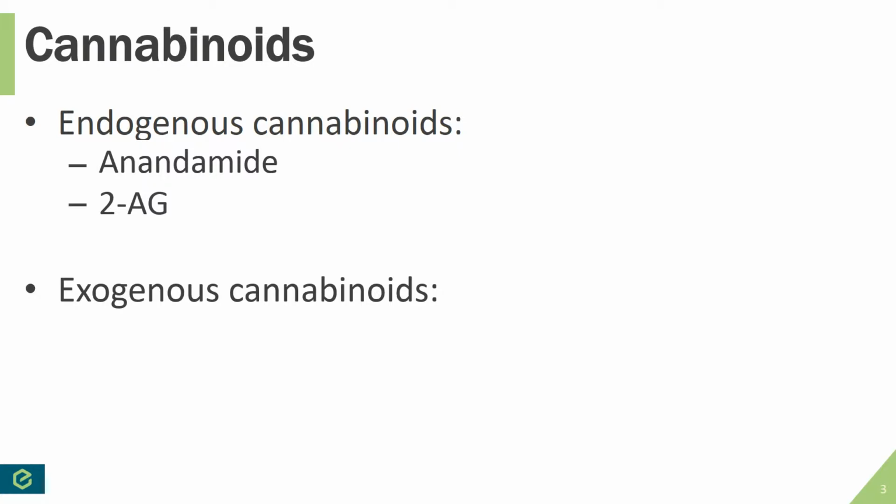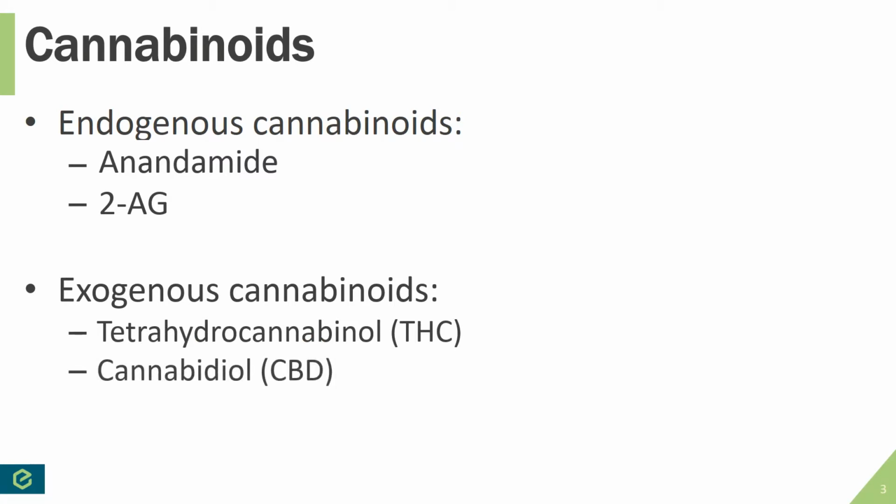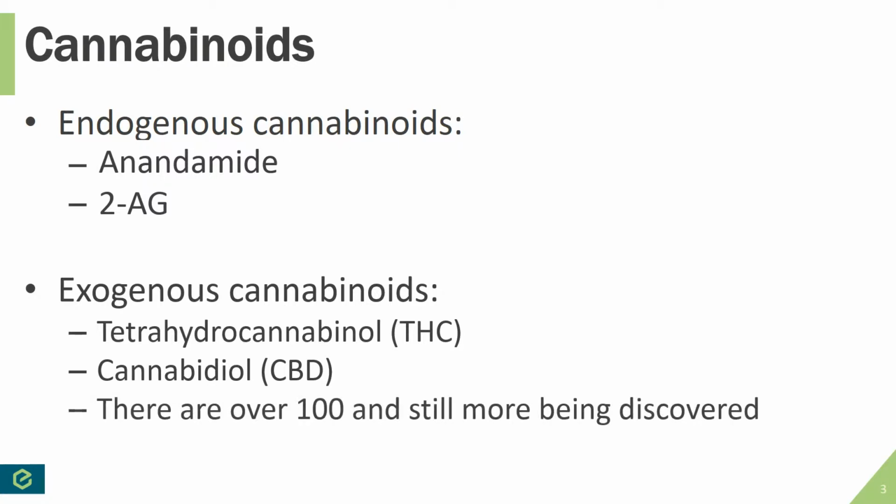So some of the more common exogenous cannabinoids that people are familiar with are going to be things like tetrahydrocannabinol, which is THC, cannabidiol, which is CBD, but in reality, there's actually well over 100 cannabinoids that have been studied to date, and there are actually still more being discovered even after that.